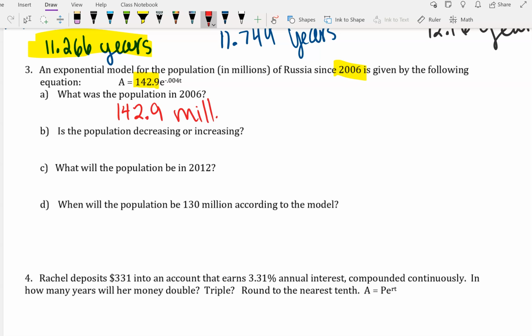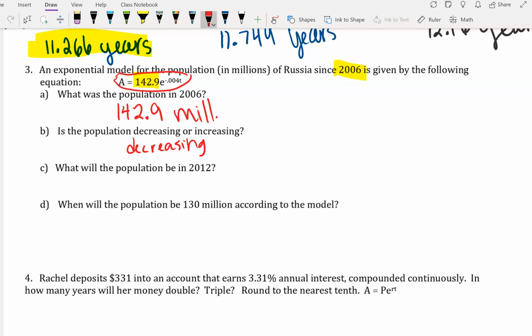All right, is the population increasing or decreasing? Well, if we look at this equation, there's a negative in the exponent, and whenever we have e to a negative exponent, that's decay. So if we have decay, it is decreasing. All right, what will the population be in 2012? So that's 6 years later. So we are going to plug 6 in for t and solve this.